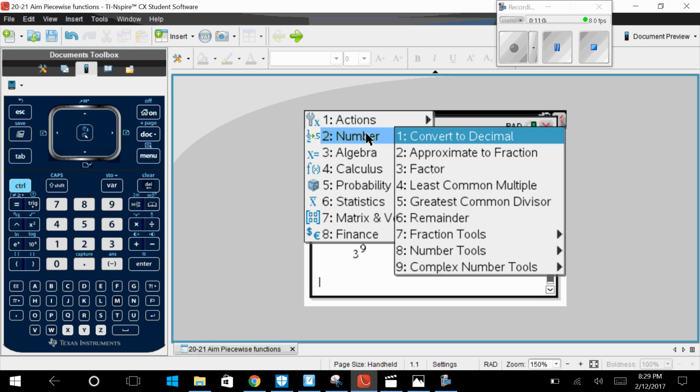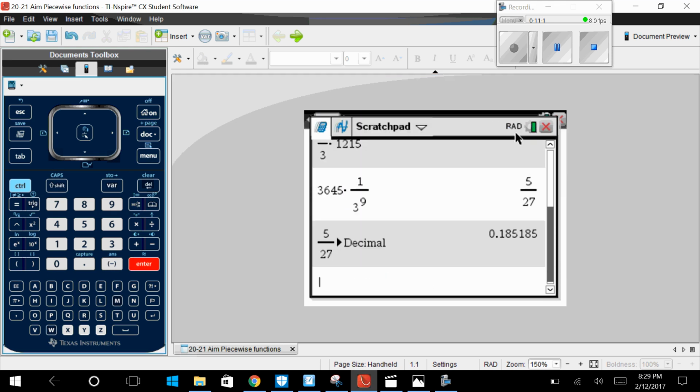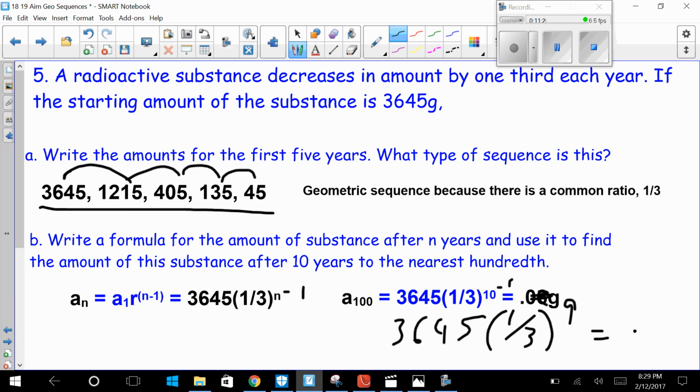You can convert to decimal and enter. So that's how you would convert it to decimal, or you could leave it as 5/27. Okay, but it said to round to the nearest hundredth, so this would be 0.19 then. 0.19 of this. Can you imagine? 3,645 grams, and you end up with 0.19 grams. So yeah, exponential growth. If something increases exponentially, that means it grows really fast. And if it decays exponentially, like here, that means it goes down really, really fast too.